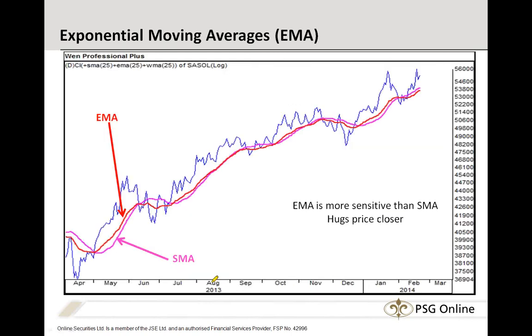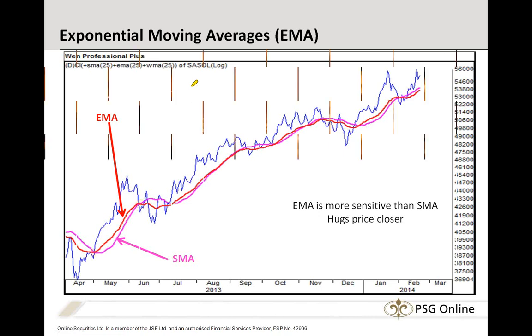So you've got to compare a simple moving average against the exponential moving average. You can see there, the exponential moving average hugs the share price closer. So it's more sensitive than the SMA. There's pros and cons, but they're both getting in and out at very much the same time. So, much of a muchness. Just that the exponential moving average, I find, is a bit more sensitive. It hugs the price closer.